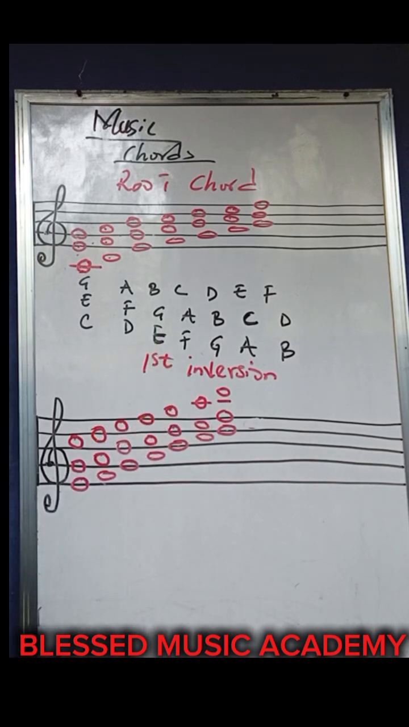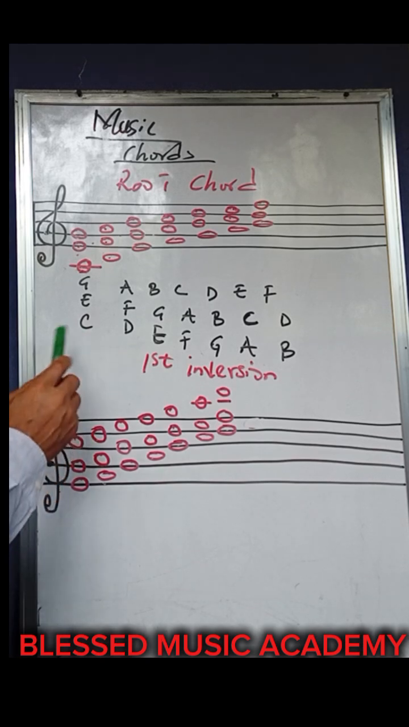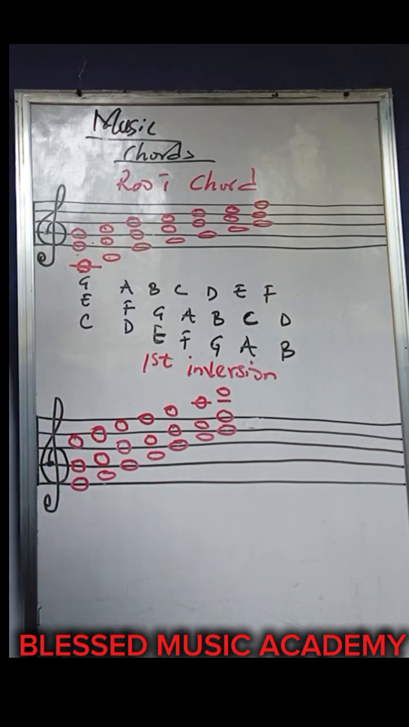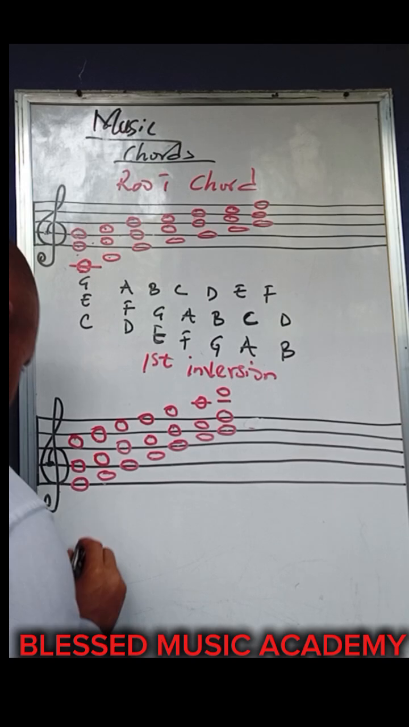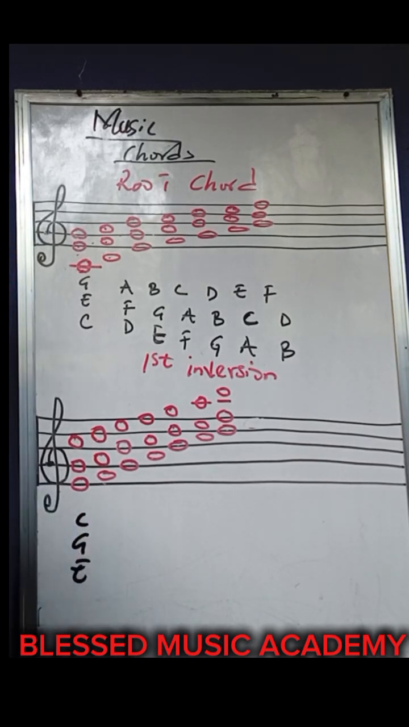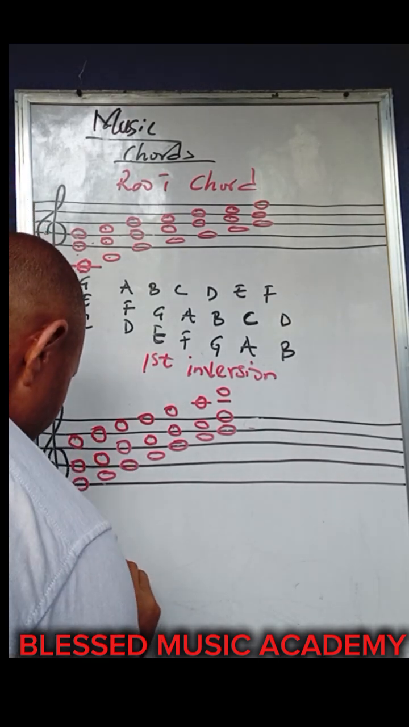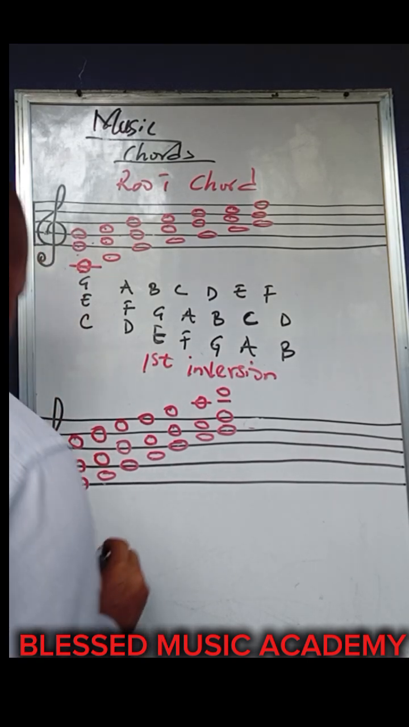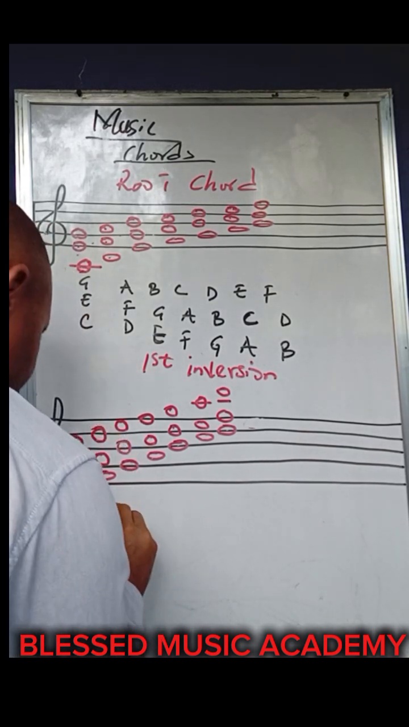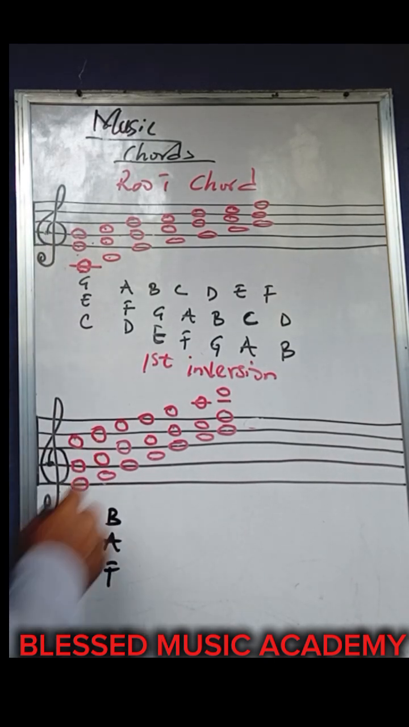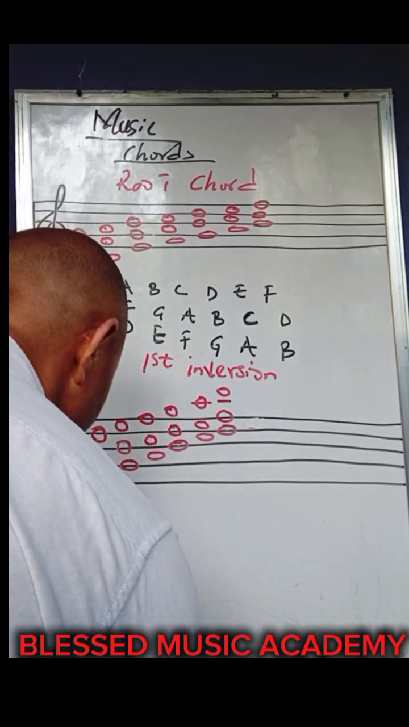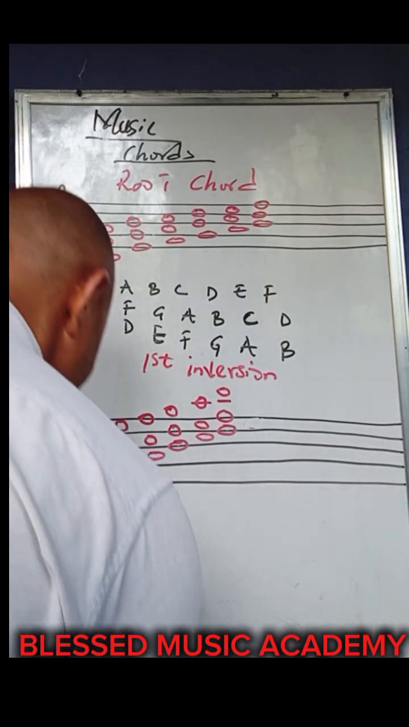So I will leave you to do the third inversion on your own. Let me guide you. Let me write this out before I give you. The first inversion is E, G, and C: mi, so, do. For D minor, we have F, A, and B. For E minor, we have G, B, and E.